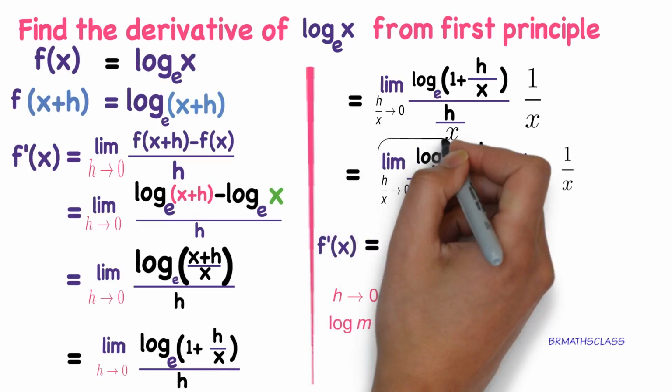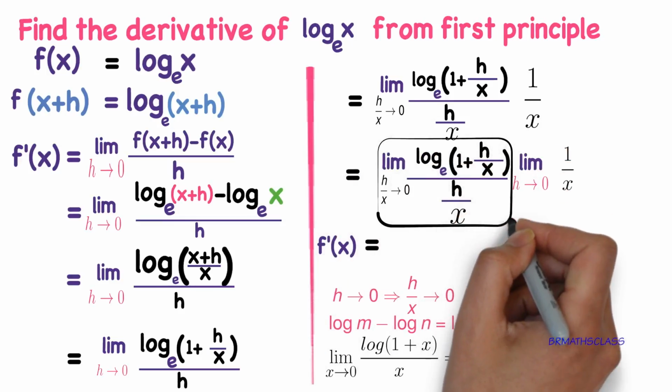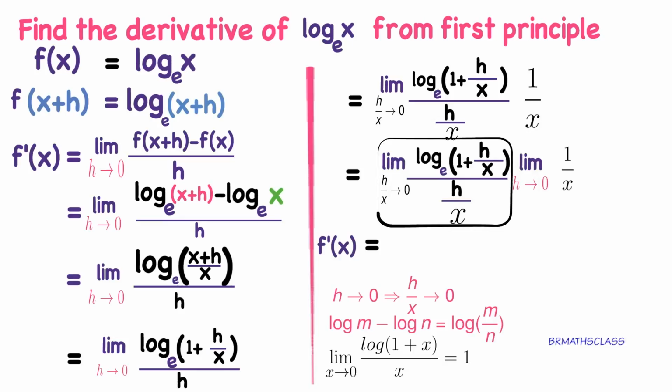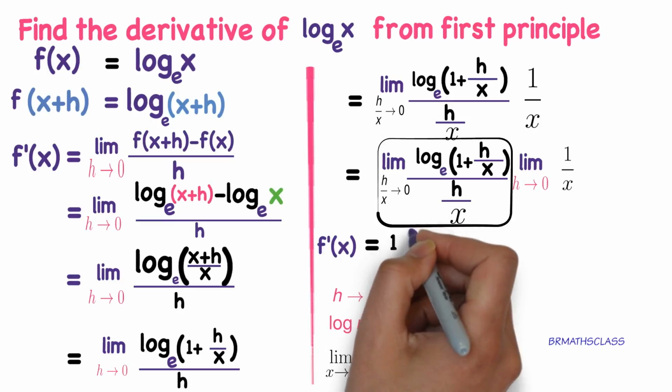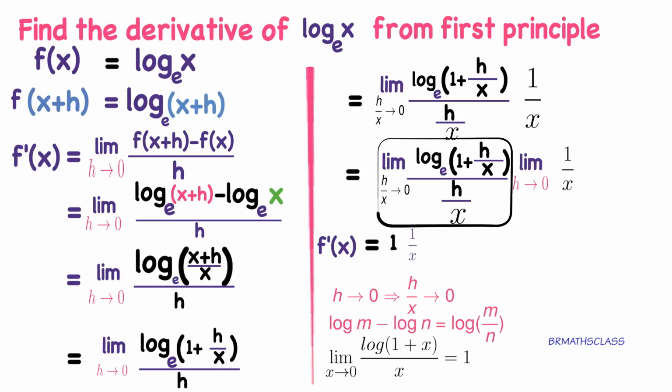Now you please observe this limit. We need to find the limit of this function. In the limits chapter, we learned the formula that limit x tends to 0 of logarithm of 1 plus x divided by x equals 1. You observe this formula and this expression: in place of x, h by x is there. So we can apply this formula to this limit. So what is the limit of that function? It is 1. Now you observe the other one. Limit h tends to 0 of 1 by x is what? It is 1 by x only.